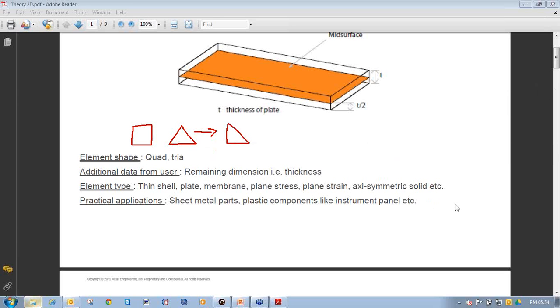Additional data from the user required to simulate any 2D element is the remaining dimension, that is thickness. We have to input the thickness to simulate any 2D component. The element types available for 2D element are thin shell, plate, membrane, plane stress, plane strain, axisymmetrical solids, etc. For practical applications, for sheet metal parts we use 2D elements. For plastic components like instrument panels we can also use 2D elements.